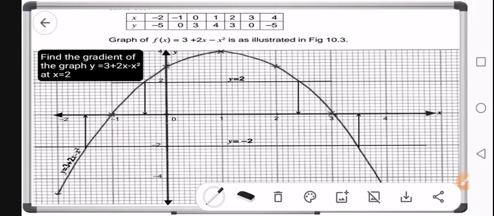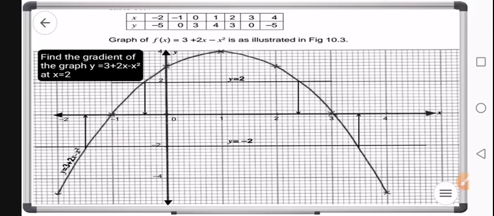Alright, good day class. Today I'm going to assist you on how to find the gradient, okay? So we have the question that is being shown on the screen, which reads, find the gradient of the graph y equal to 3 plus 2x minus x squared at x equal to 2. So I'm going to use the two methods that are very appropriate and very accurate when it comes to finding the gradient using the graph. The first method is very cheap and simple.